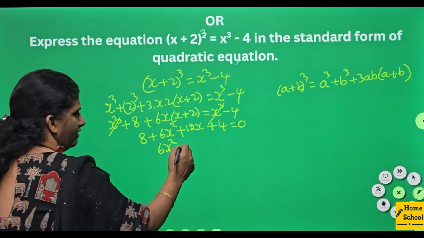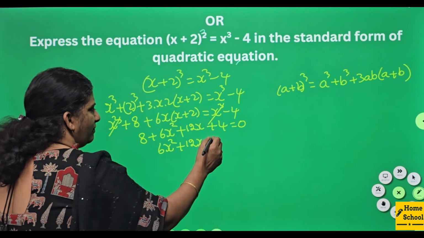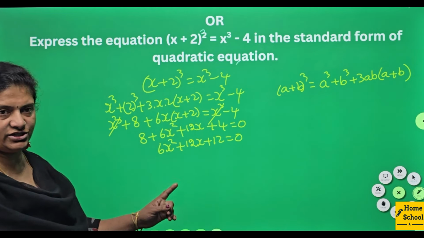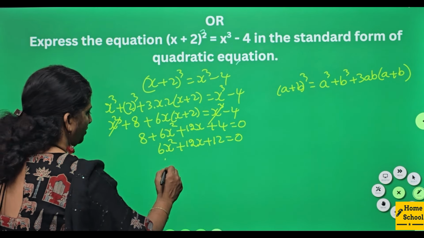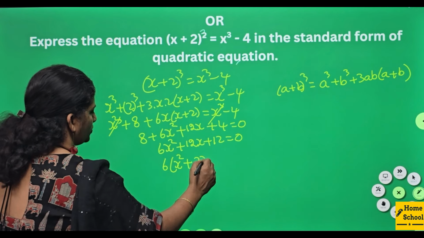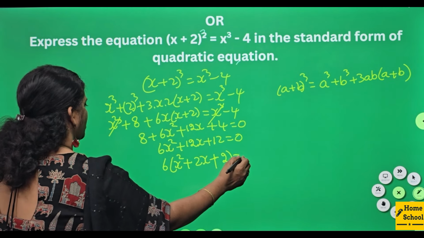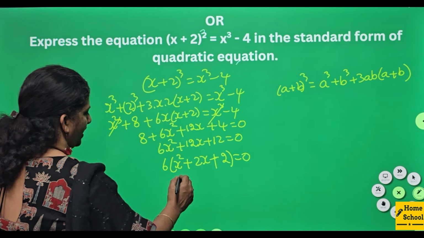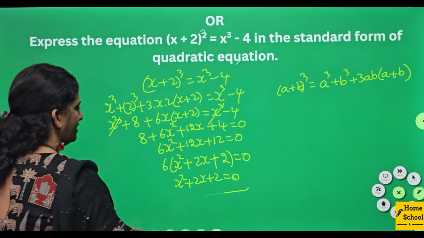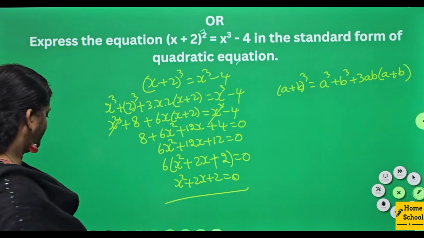6x² + 12x + 12 = 0 (4 plus 8 will be 12). In this equation 6 is common, take out: x² + 2x + 2 = 0 (6 twos are 12, 6 twos are 12). Now x² + 2x + 2 = 0 is the standard form of the quadratic equation.